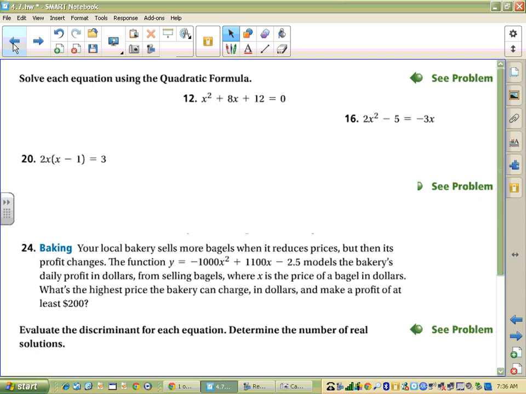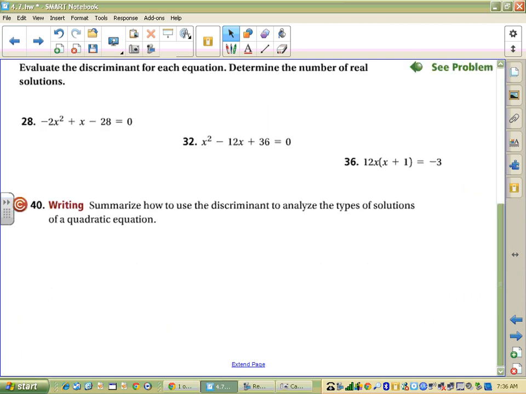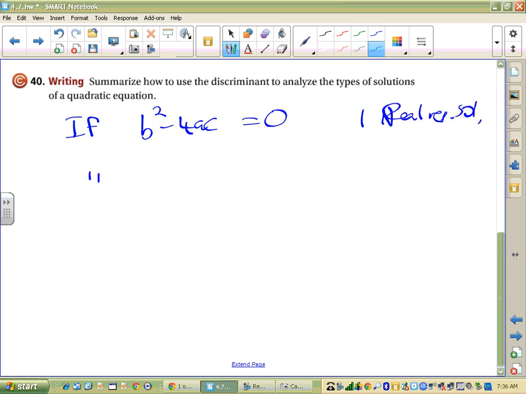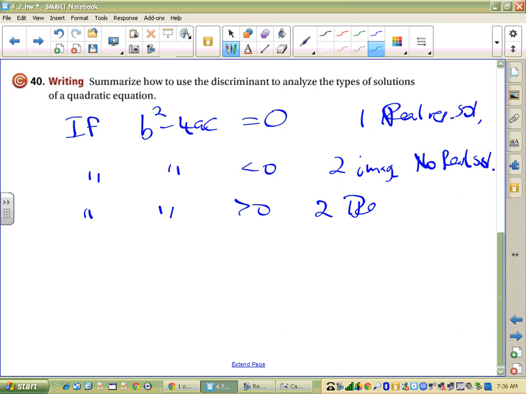Okay. Well, 40 basically gets just kind of a summary of the notes. If b squared minus 4ac equals 0, there's one real repeated solution. If it's less than 0, there's two imaginary or no real solutions. If the discriminant is positive, there's two real solutions. So that's what they were looking for in 40.